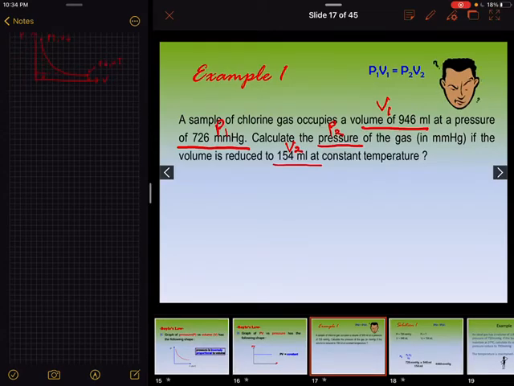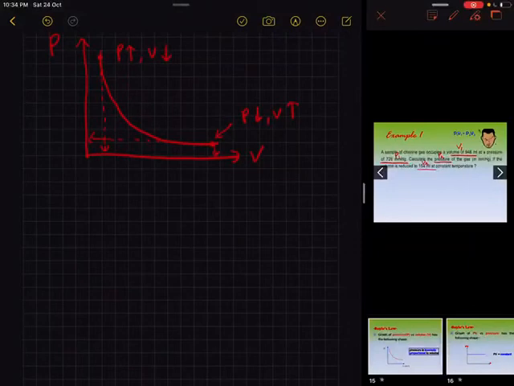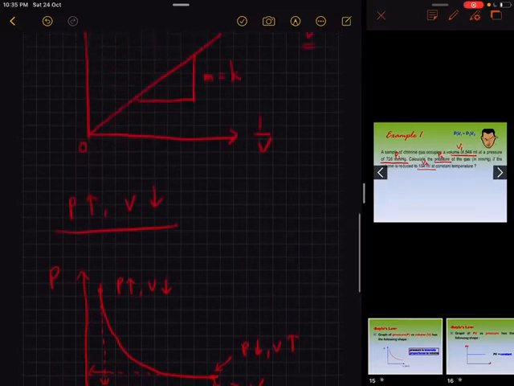Okay, so from the nilai given in the soalan, you already have P1 value, you have V1 value, and you have V2 value. So these three values dah ada, and then you have to cari P2 value. And it is mentioned to you at constant temperature. Okay, so by having that information, kita dah nampak, apa yang berubah dekat sini? Pressure dan juga volume. Okay, so when you have two different pressure dan juga volume, maka you kena pakai Boyle's law formula.